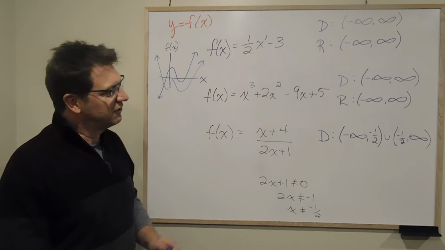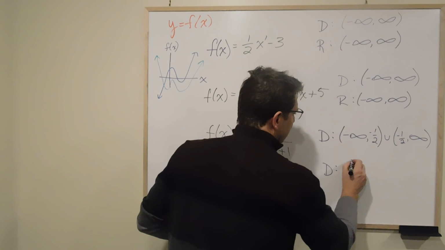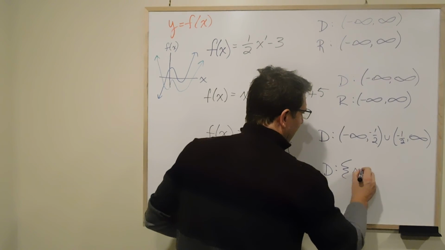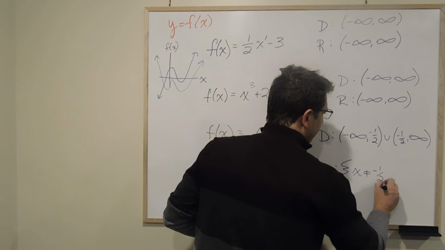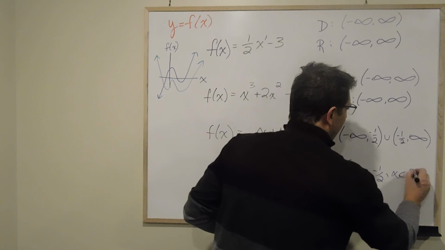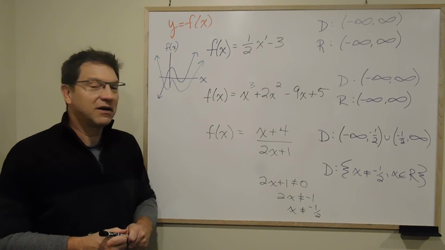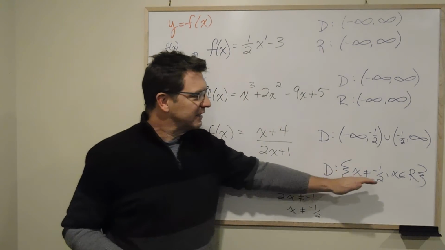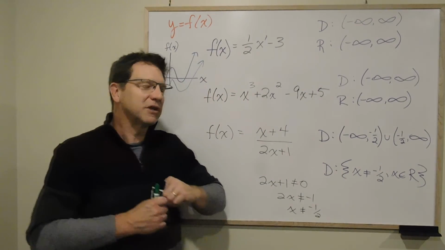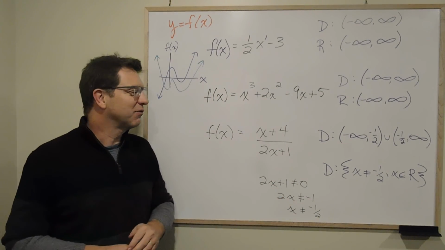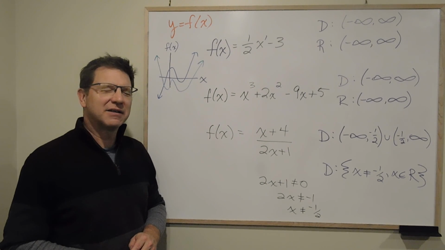You may have learned it and see it like this. The domain is, we got a brace, x is not equal to negative 1/2, but x is an element of real numbers. You may have learned it like that, okay? And that's okay too. It's just a little different. It's saying x cannot be negative 1/2, but x is an element of real numbers, so it can be any other number except negative 1/2. And that's acceptable as well. It's a different way of looking at it, okay?